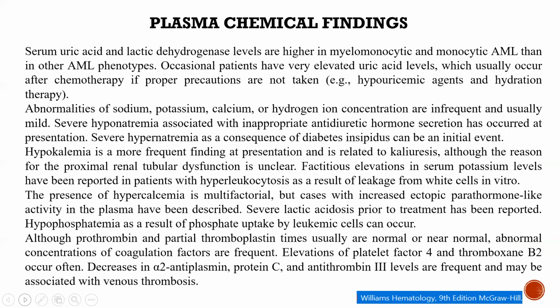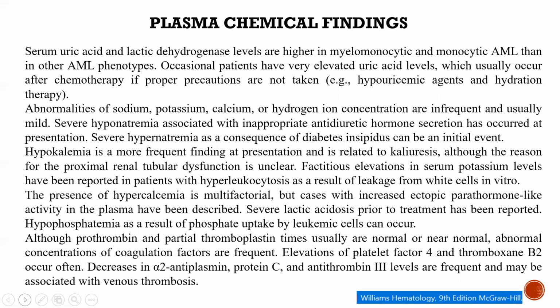Serum uric acid and lactic dehydrogenase levels are higher in myelomonocytic and monocytic acute myeloid leukemia than in other phenotypes. Occasional patients have very elevated uric acid levels, which usually occur after chemotherapy if proper precautions are not taken. Abnormalities of sodium, potassium, calcium, or hydrogen ion concentration are infrequent and usually mild. Severe hyponatremia associated with inappropriate antidiuretic hormone secretion has occurred at presentation. Severe hyponatremia as a consequence of diabetes insipidus can be an initial event.